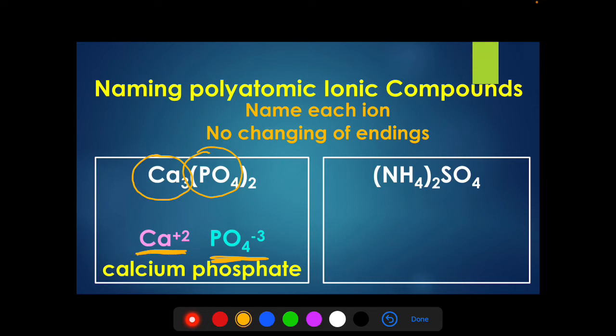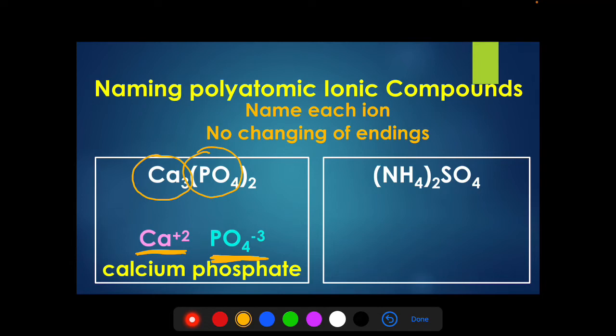Name the first part, calcium. Name the second part, phosphate. So it's so important that you're able to recognize those polyatomic ions. Even though they're bigger, it's still just one ion.